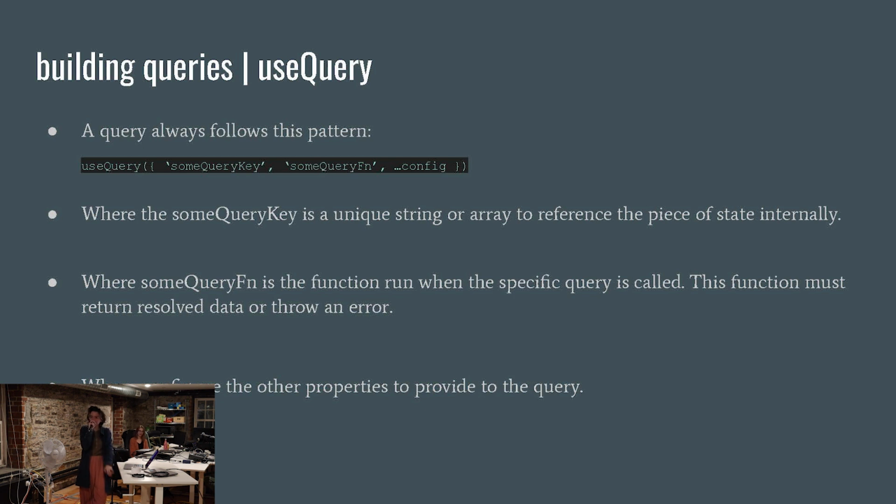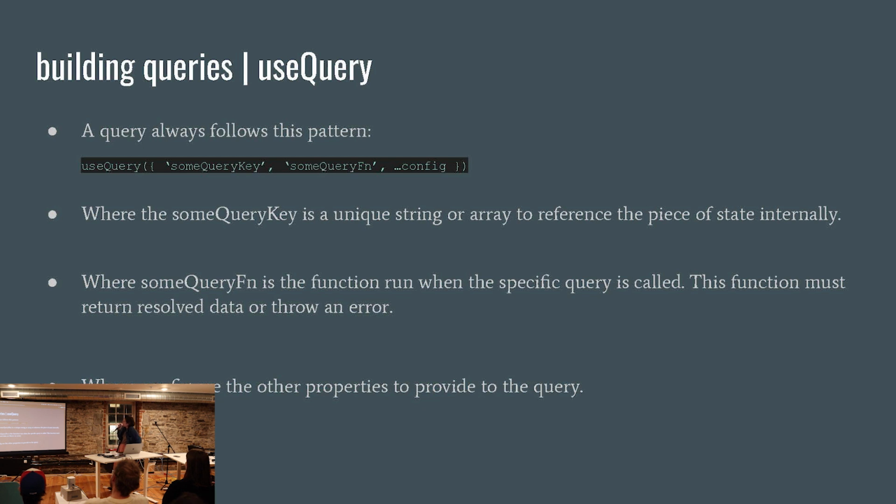So a query from React Query will always follow the pattern useQuery with some query key and some query function and optional configuration. I hope that's not too hard to read. So the some query key is a unique string, but it can also be an array to reference the piece of state internally. So when you want to go grab a piece of state, instead of passing it down and then having a useState variable and waiting for something to change, you can just use the client provided to you by this library and grab it out of the cache.